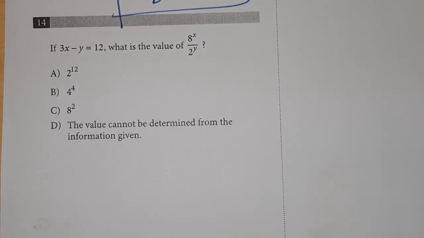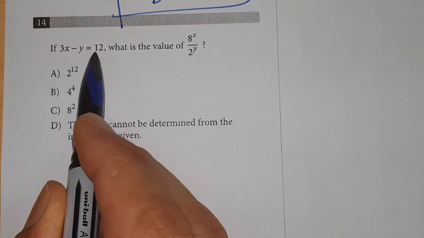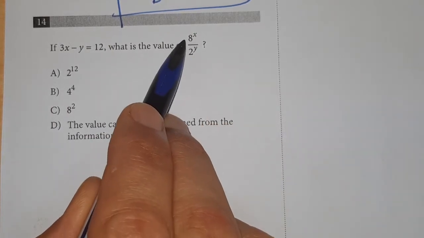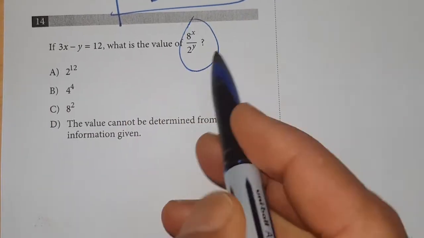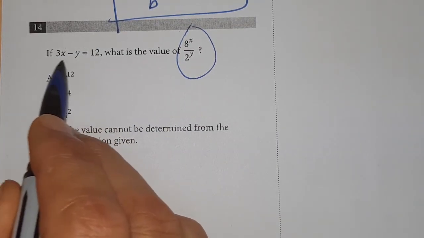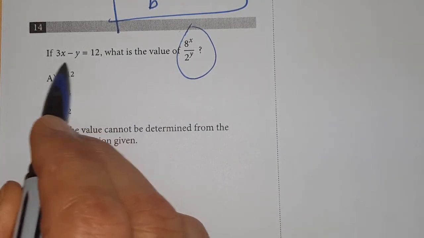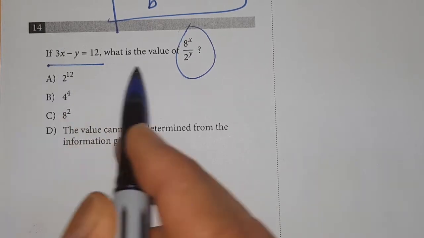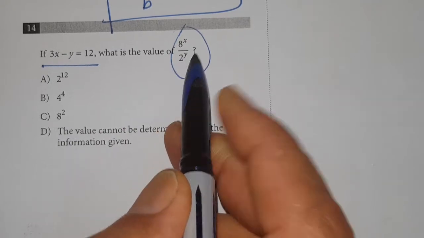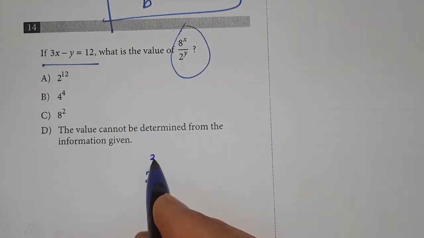Go to this question, number 14. If 3x minus y is 12, what is the value of... To go at this question, look, 2 and 8 have the same base. Take this expression. Don't try to solve this equation. No exact solution for this, there are many solutions to this. Don't solve this one. Keep it. Try to go to the expression you want to simplify, and simplify it itself. The 8 is 2 cubed, okay?